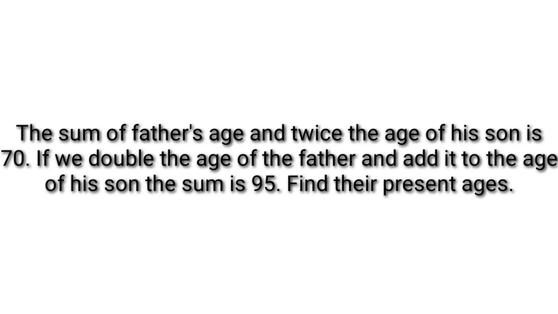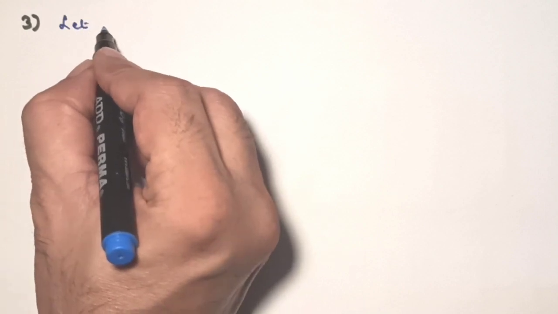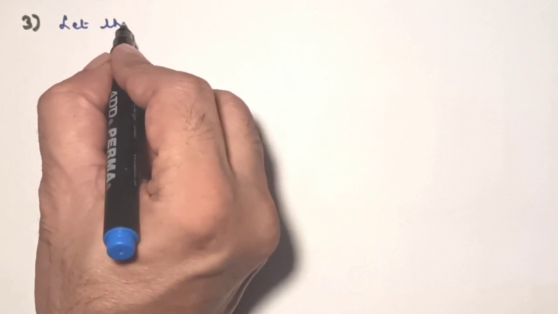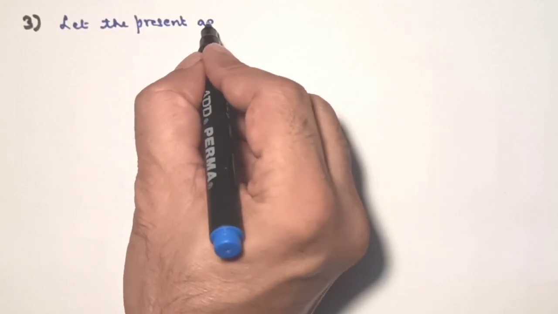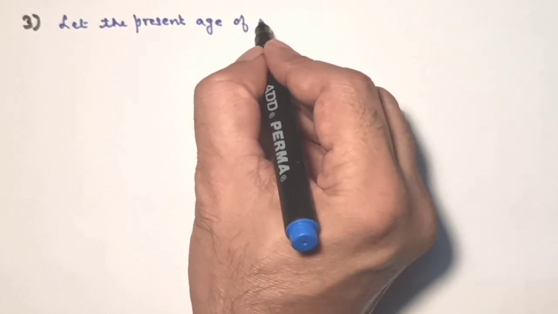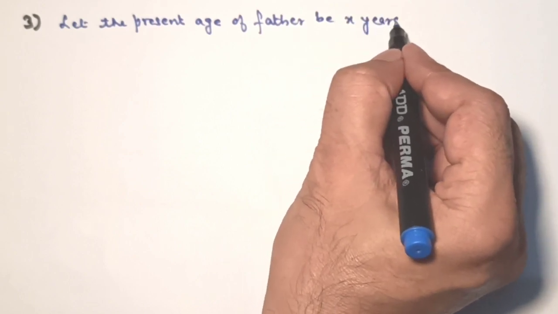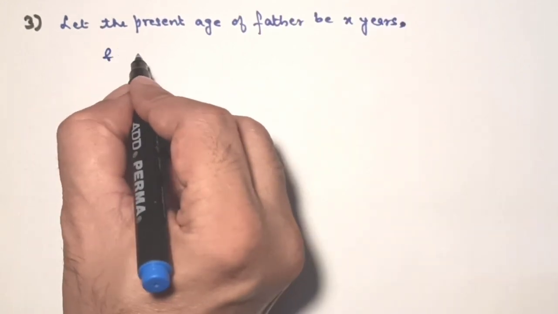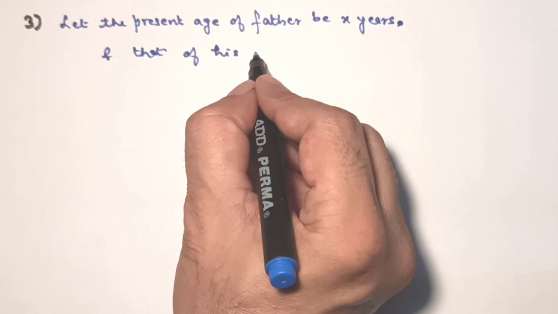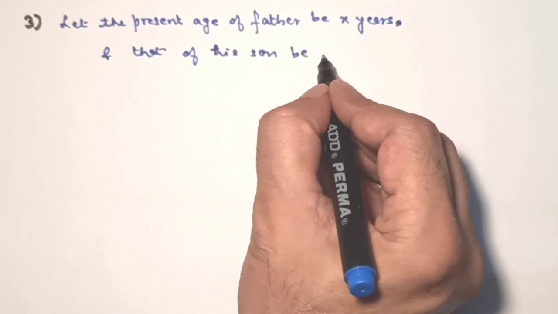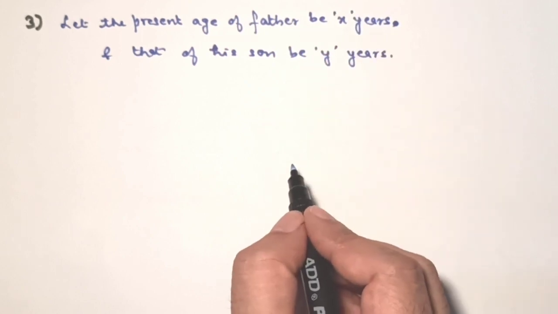So let's write, let the present age of father be x years and that of his son be y years. So we are having two different variables x and y.